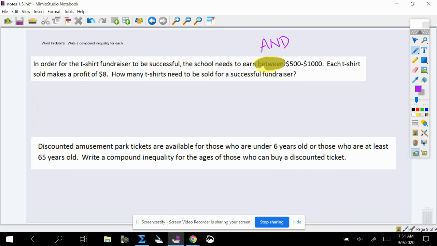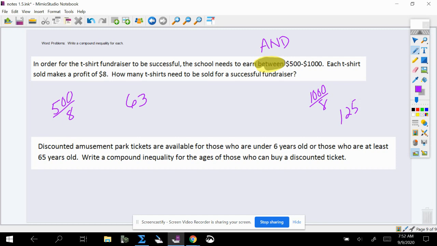So first, let's figure out, if I'm making $8 on a t-shirt, how many t-shirts is it going to take to make $500, that low end? So if I do 500 divided by 8, and you can grab a calculator, you don't need anything fancy for this. You could do this on your phone calculator if you need to. You get 62.5. You can't sell half of a t-shirt, so we're going to say 63. You have to sell at least 63 shirts. And then if we take 1,000 divided by 8, that is 125.